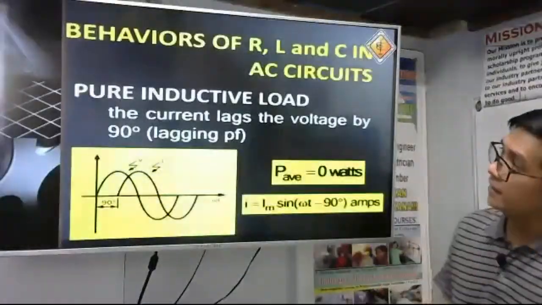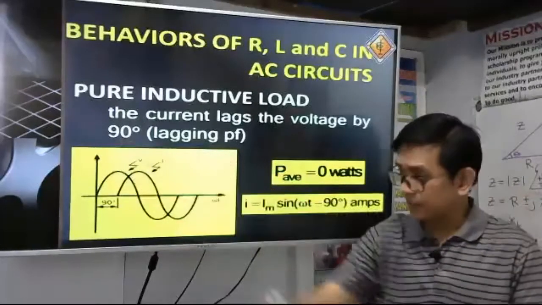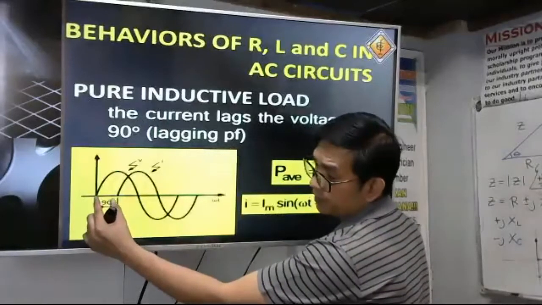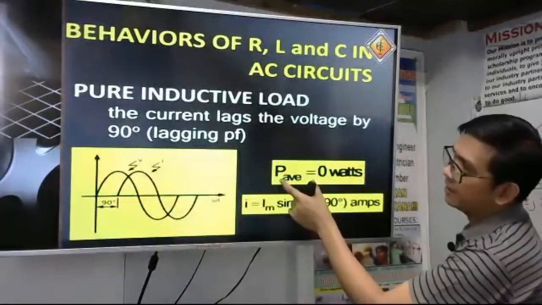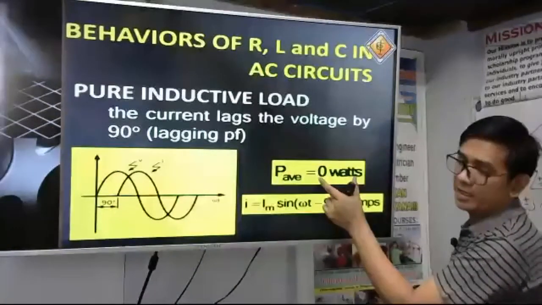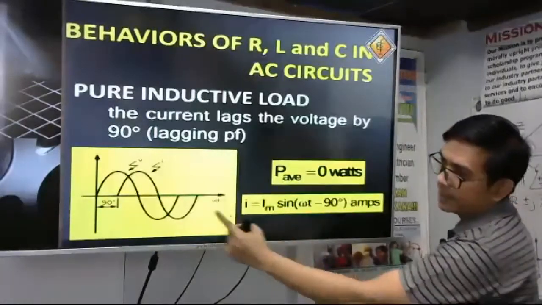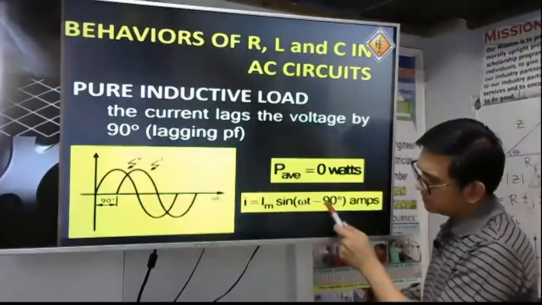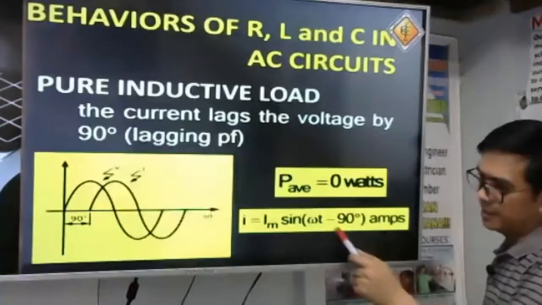Let's go now with this. For pure inductive load, the current lags the voltage by exactly 90 degrees. Meaning the distance of the two starting points of this waveform is 90 degrees. The average power for inductive load is 0 watts. So our I is sine omega t minus 90 degrees in ampere.